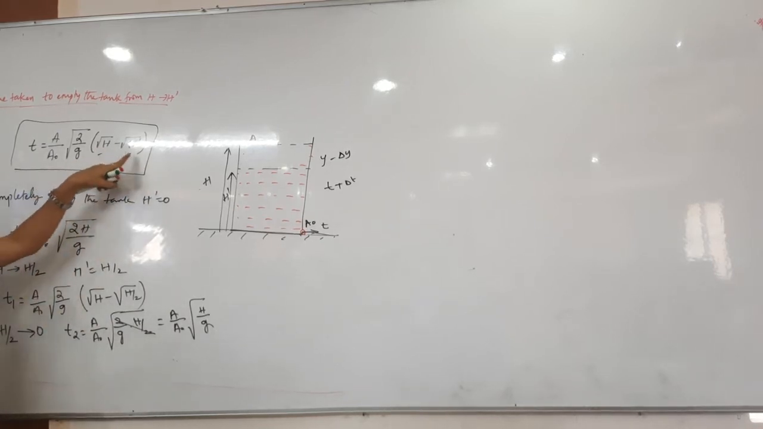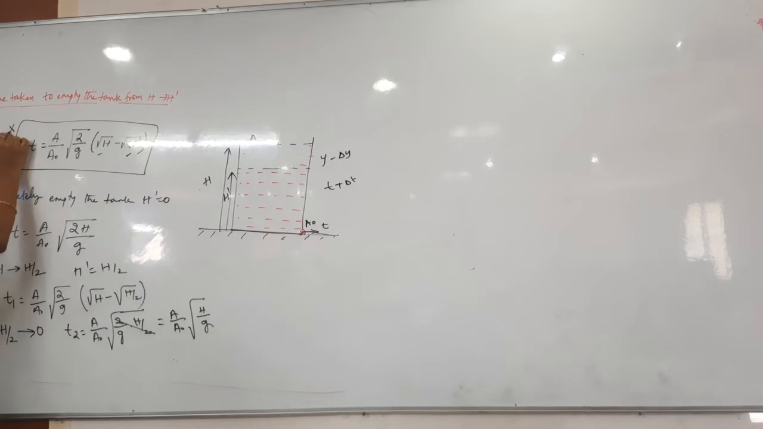This one as h by 2 and then this one as 0. h indicates the initial height and then h dash indicates the final height, the final level of the water. So here the main formula is this one. Whenever you remember this one, everything you can make on your own.